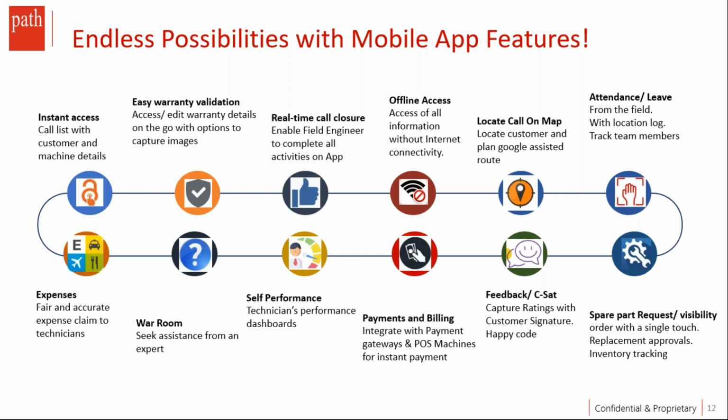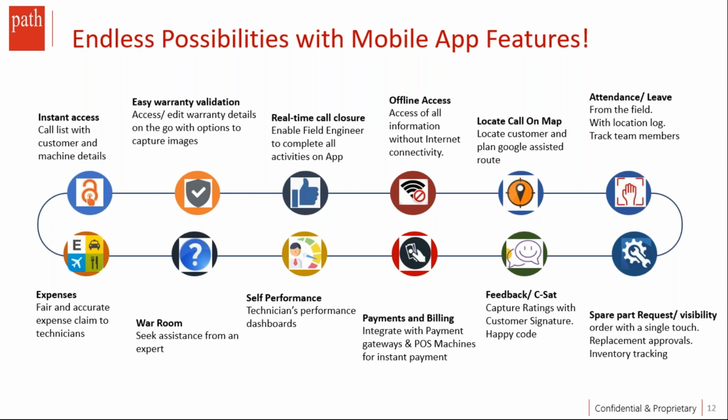Second is easy warranty validation, which is very crucial when it comes to giving under-warranty rectification. You have access, and you can also edit all the warranty details. You can click a picture of the proof of purchase, date of purchase, invoices, or any other document simply from a mobile, and that is uploaded and becomes a permanent part of the database. So next time you want to access that warranty validation process, you can. You know for sure when the product was bought, whether it is under warranty, or if it is under any extended warranty, that can also be seen here.